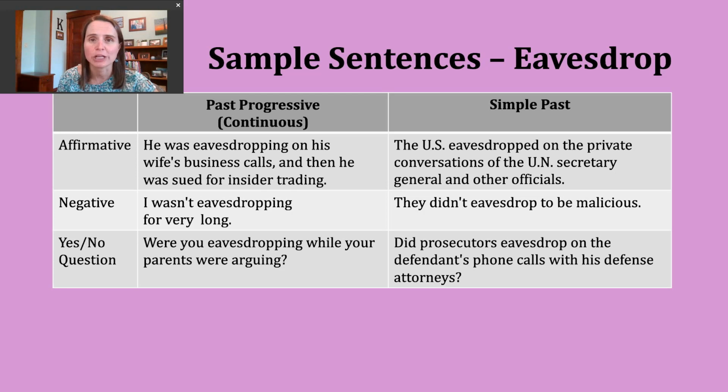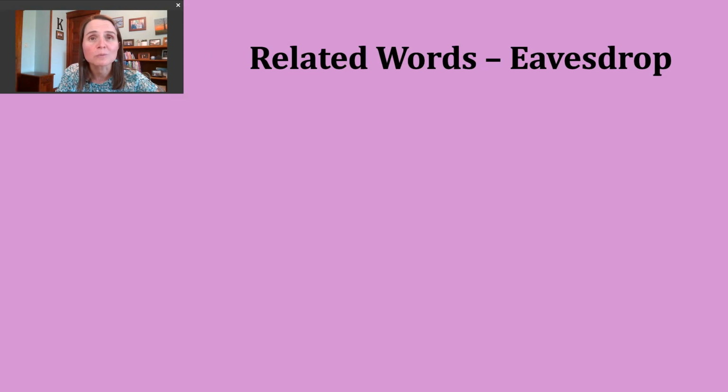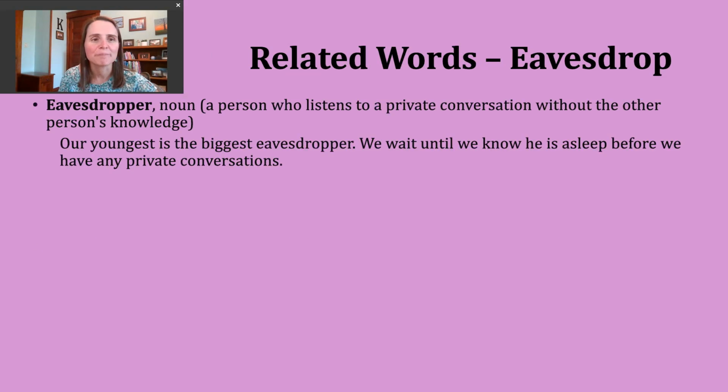Now, let's take a moment and talk about some words related to our verb eavesdrop. The first word we're going to talk about today is the noun, eavesdropper. This is a person who listens to a private conversation without another person or other people's knowledge. An example of this might be, our youngest is the biggest eavesdropper. We wait until we know he is asleep before we have any private conversations.